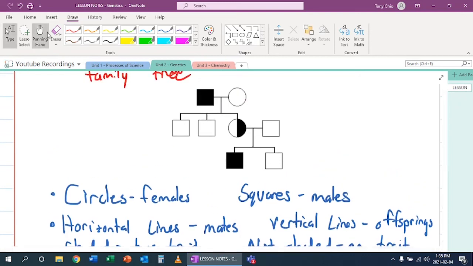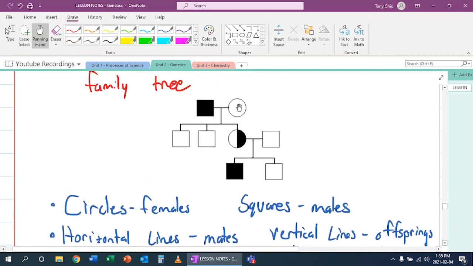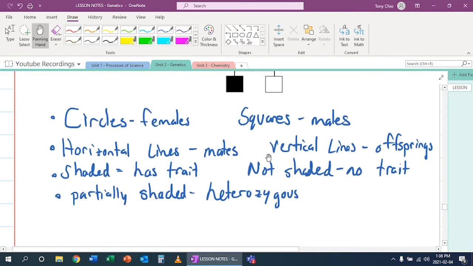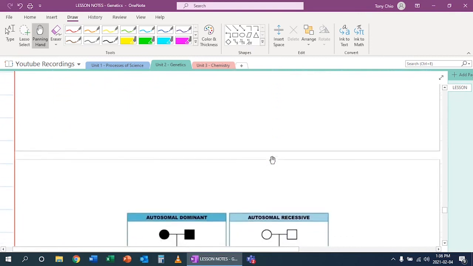So if you look at this right here, we have the parents right here, and they're connected by a horizontal line. Then we have the vertical line dropping down to the 3 offspring. This female has the trait. This male right here is heterozygous, is connected to this female who doesn't have the trait. And then they drop off to this offspring, which has 2 males. One of them has a trait, one of them doesn't. All right? So that is an example of how pedigrees work.